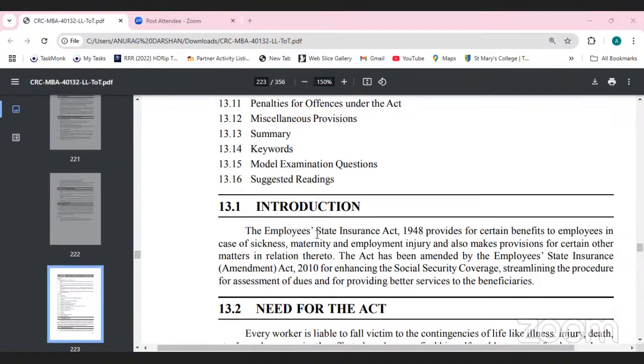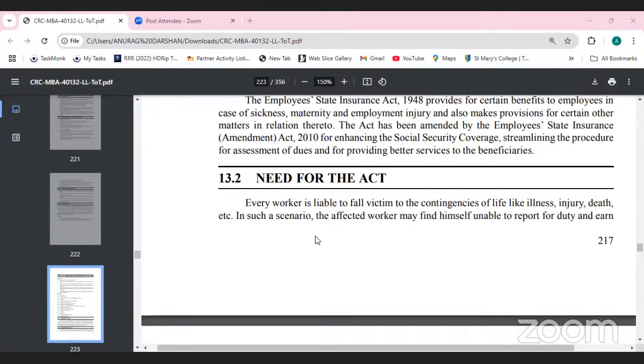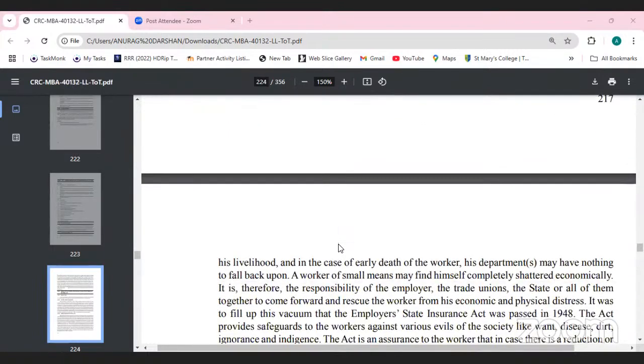And the need is that every worker is liable to fall victim to the contingencies of life, like illness, injury and death, and so on. In such a scenario, the affected worker may find himself unable to report for duty, unable to earn his livelihood and maintain his family. And in case of the death of the worker, his dependents may have nothing to fall back upon. So a worker of small means may find himself completely shattered economically because of no earnings. It is therefore the responsibility of the employer, the trade unions, the state, or all of them, to come forward and rescue the worker from his economic and physical distress.